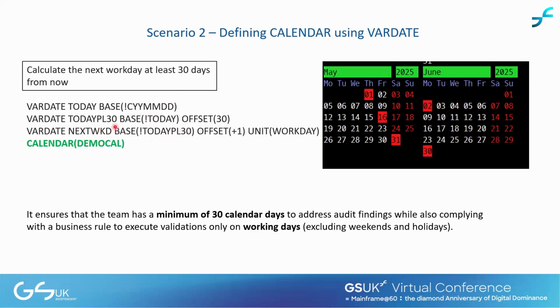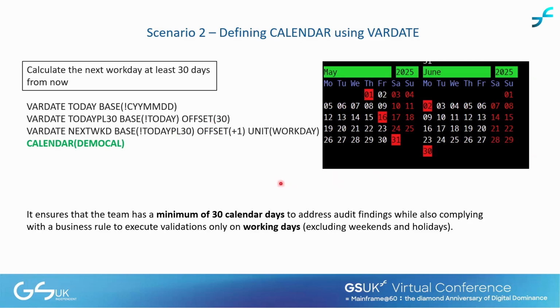For the base date, we use the current date, which is 1st of May, and it will be assigned to the today variable. And then we will use that result as a base for the next variable, today plus 30 days. We'll do an offset of 30 days, and it will fall on the 31st of May.